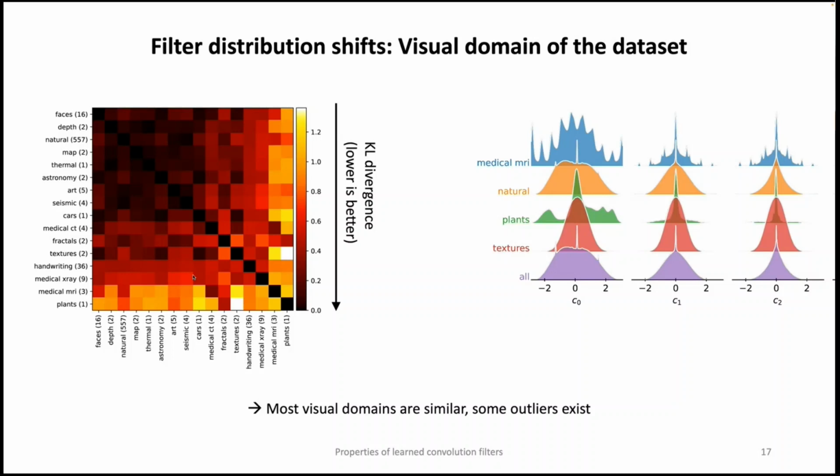So again, we conclude that most visual domains are very similar. There are some outliers, but the outliers are not necessarily caused by the distributions themselves of healthy convolution filters, but mainly by the very large amount of degenerated filters that we see in these models. So we assume that if you would actually remove all the degenerated filters, this entire heat map would be pretty black and would be very homogeneous again.